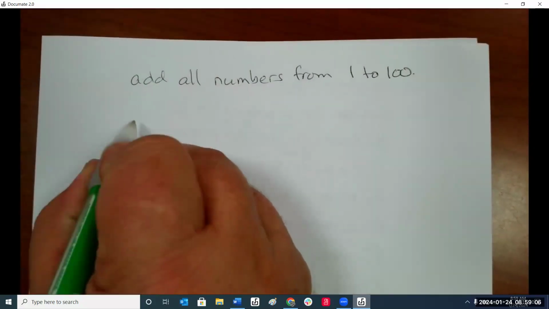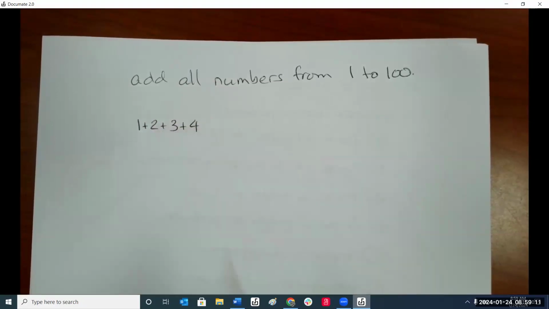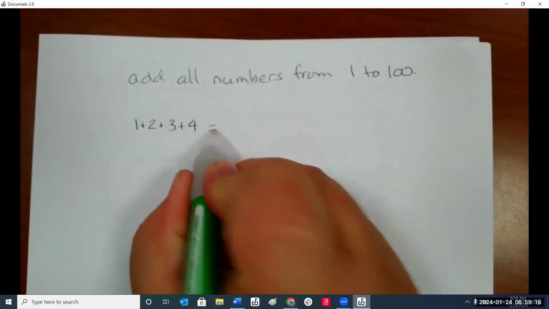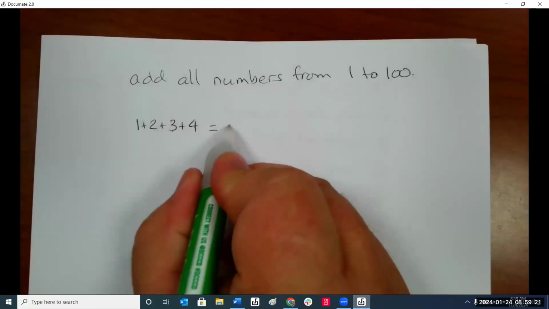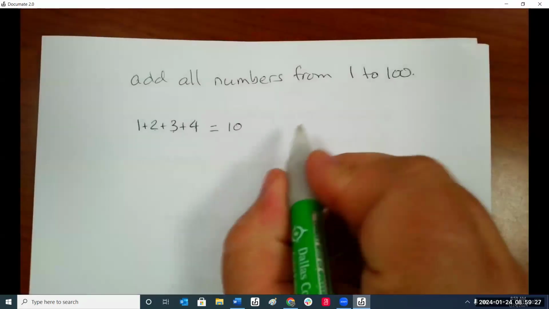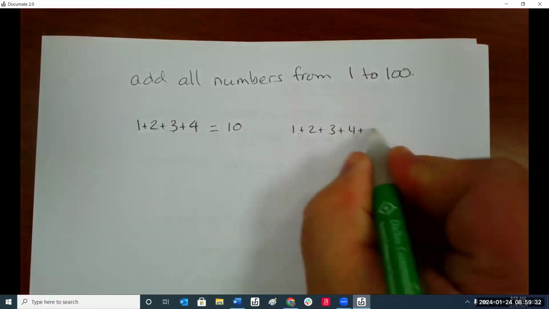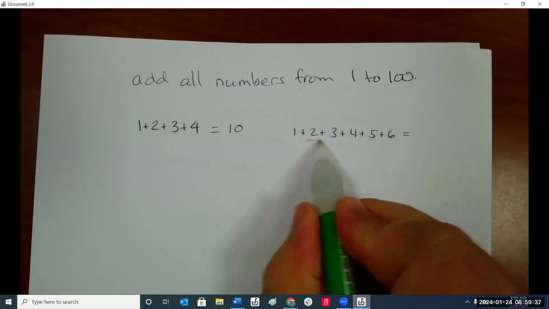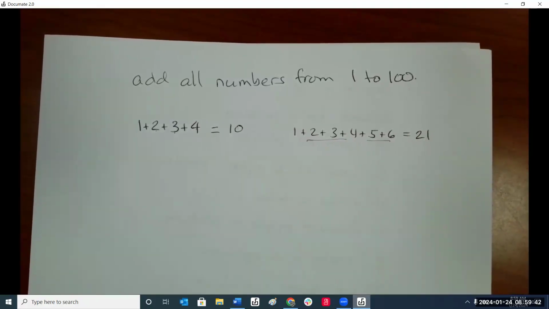Let's look at something smaller. Let's look at if we add 4 numbers. What does that equal? 4 plus 3 is 7, 9, 10. So it equals 10. What's that going to equal? So that's 10 plus 11 is 21. Now let's try to make it work.